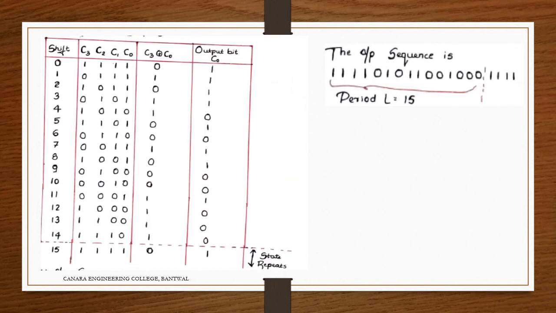So sometimes they might give the output bits, and it has to be generated as a PN sequence. Sometimes they might give the sequence and ask to verify whether it is a PN sequence or not.